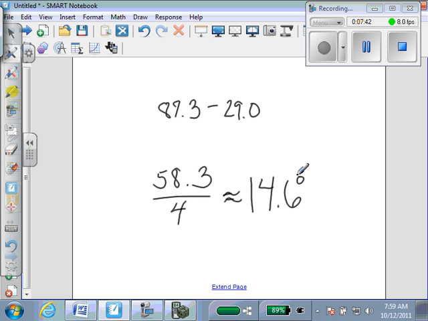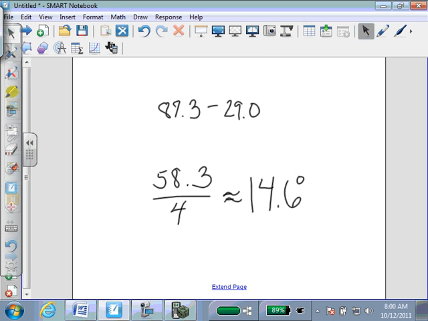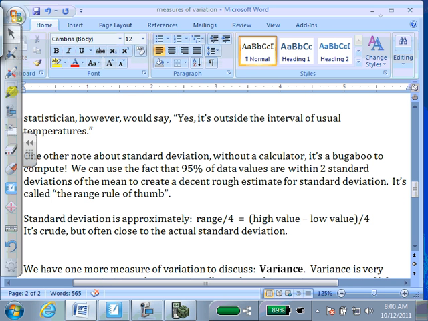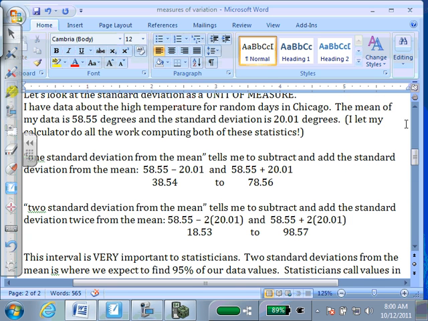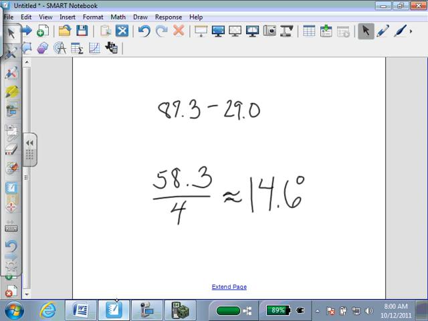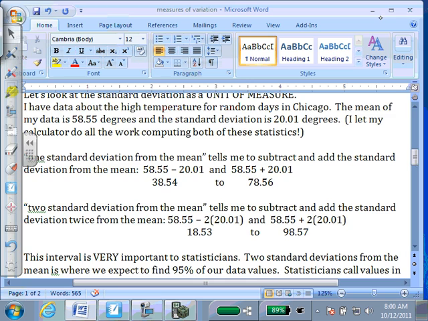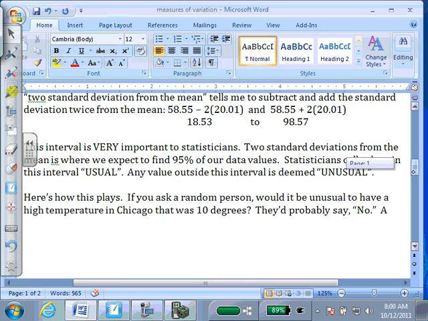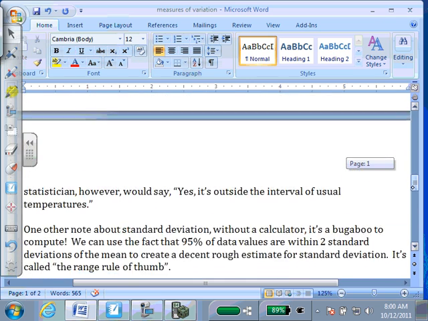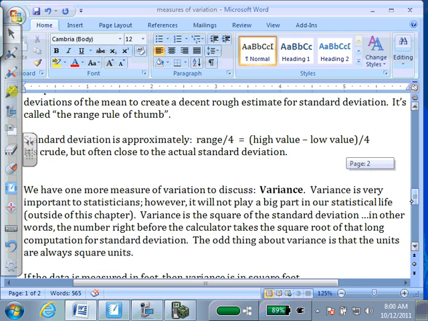Let's go back. What was the standard deviation for my temperature experiment? The standard deviation was 20.01, and my range rule of thumb gave me a standard deviation of 14.6 degrees. So it's a rough estimate, it doesn't do exactly the trick, but it's a lot quicker, and if someone just wants you to estimate the standard deviation, you could do that.